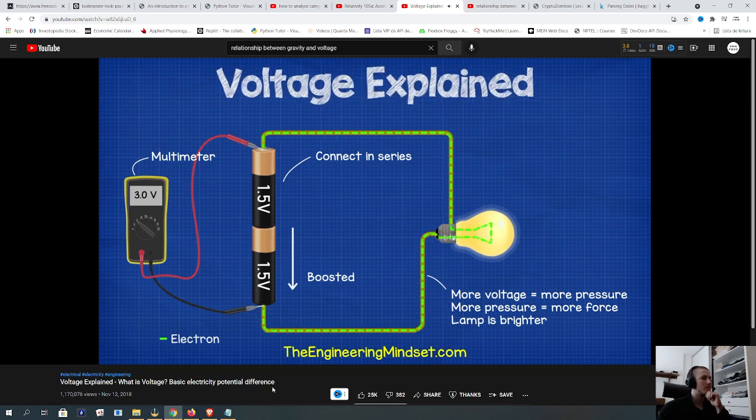This will combine the voltages so we get 3 volts. More volts equals more pressure, which means more pushing force. That will mean more electrons will flow and the lamp will glow brighter.